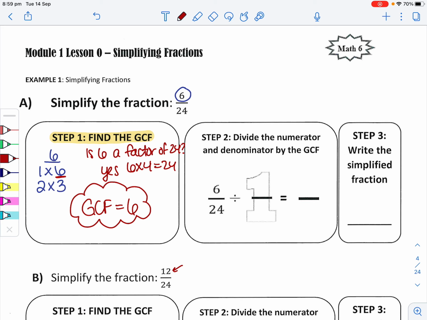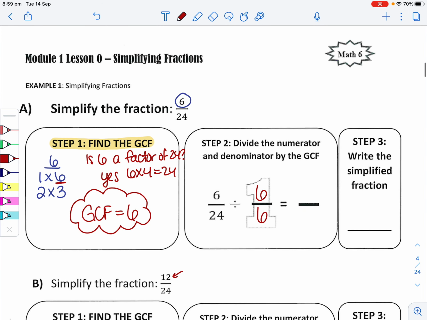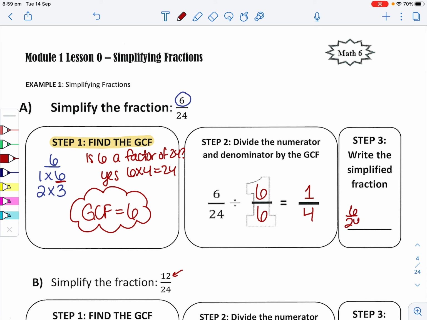Then in step 2, it says divide the numerator and the denominator by the greatest common factor. So whatever I do to the top, I must also do to the bottom. So I'm going to do 6 and 6. And you can see the outline of the 1. That's because 6 divided by 6 is 1. So I'm keeping this a true statement by doing the same thing to both the top and the bottom. So 6 divided by 6 is 1, and 24 divided by 6 is 4. And then step 3 says write the simplified fraction. This means that 6 over 24 is equal to 1 over 4.